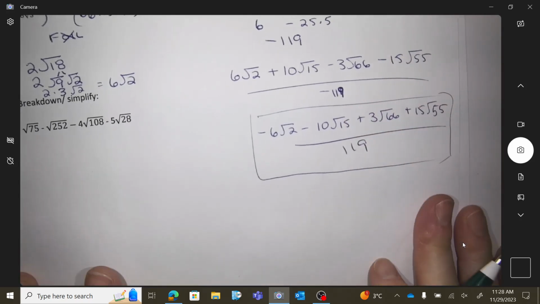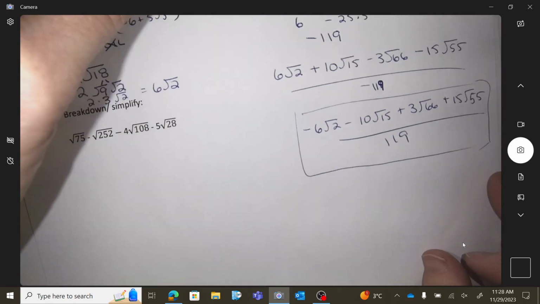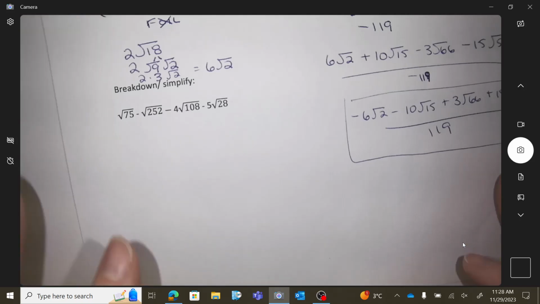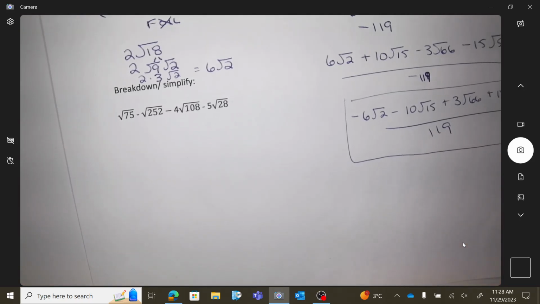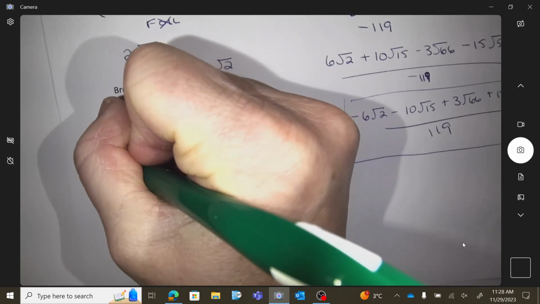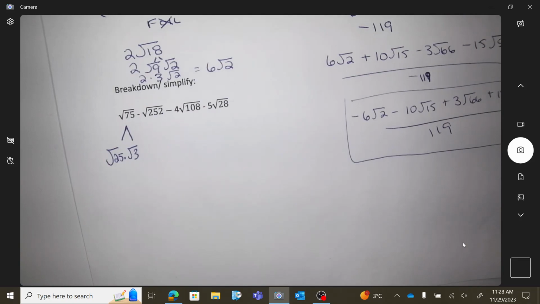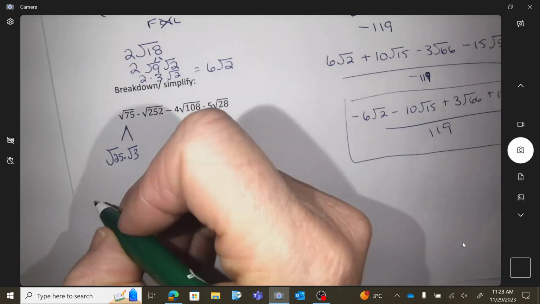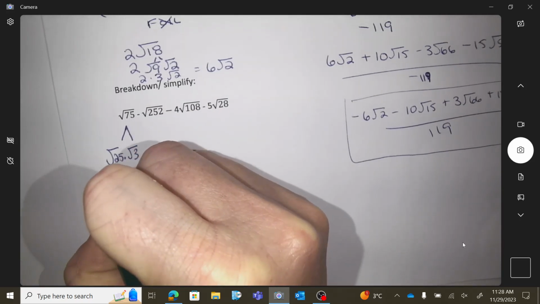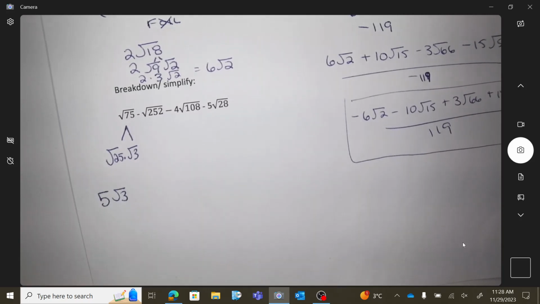Breaking down. So for this one, you have to have your magic numbers memorized. Your 4, 9, 16, 25. Okay, what is 75 divisible by? 25 times 3 is 75. So that would be 5 root 3.